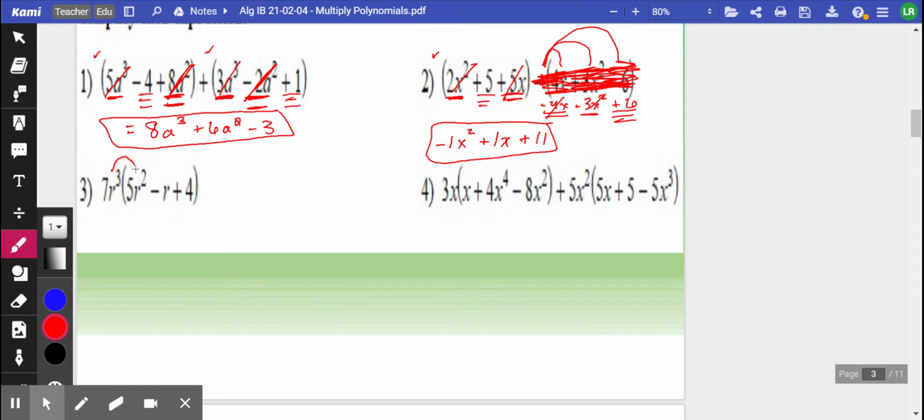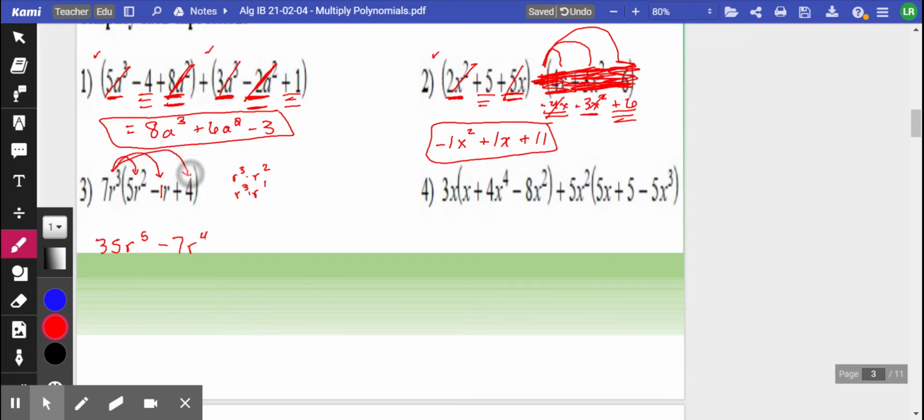So 7r to the third times 5r squared. 7 times 5 is 35. And what we have to remember is r to the third times r squared. Remember, those are multiplied, so we have to actually add the exponents. That becomes r to the fifth. Then we have 7r squared times negative 1r. 7 times negative 1 is negative 7. R to the third times r to the first. Remember, that's r to the first there. Add the exponents, that is r to the fourth.